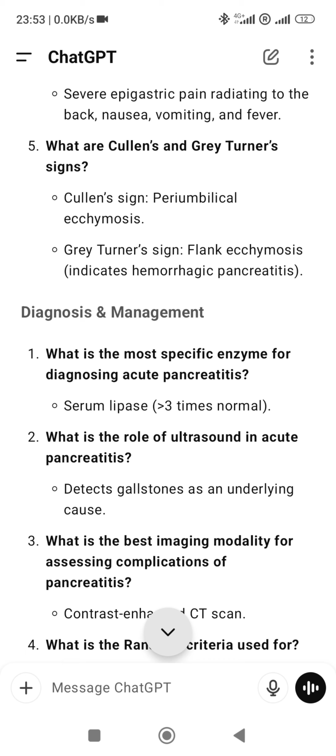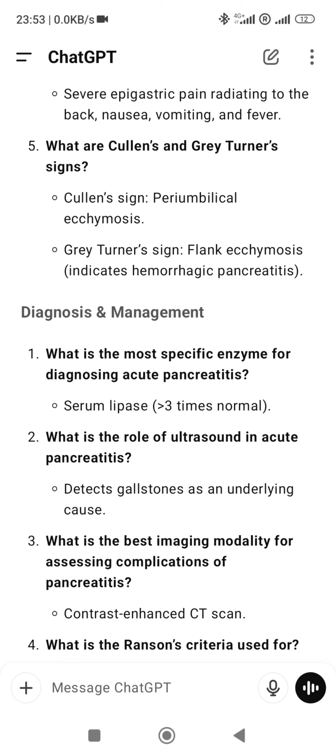Next we will have Viva on the topic of diagnosis and management. First question. What is the most specific enzyme for diagnosing acute pancreatitis? Sir, serum lipase more than 3 times normal is the most specific enzyme for diagnosing acute pancreatitis.